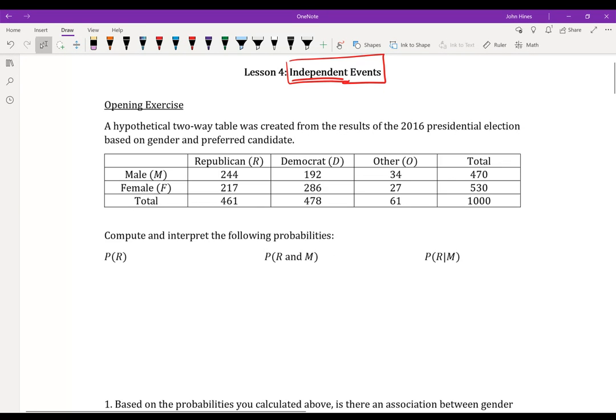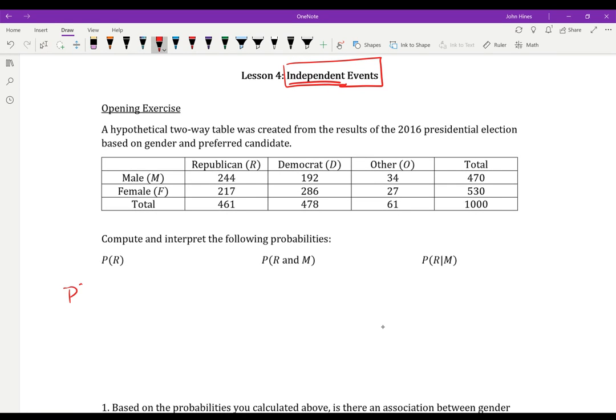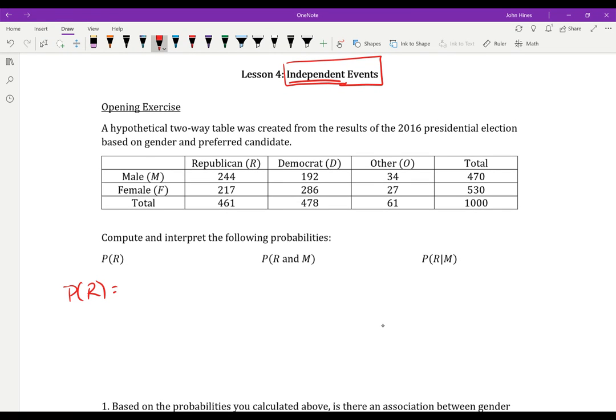The first thing I want to do here is find P of R. What is the probability of me randomly selecting a Republican? Well, how many Republicans are there? There was 461 out of 1,000. I'm just picking someone at random. There's 461 Republicans in total out of 1,000, so that's 46.1%.